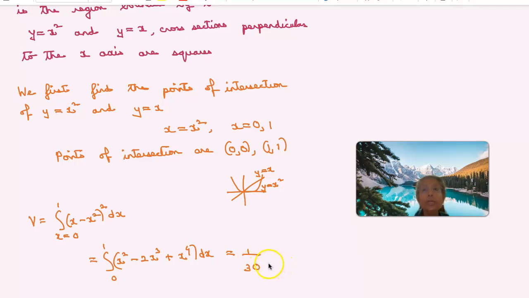So we have learned the basic formulas of definite integrals and basic cross-section formulas and how to calculate the volume of a region when the cross-section is perpendicular to the x-axis. Thank you.